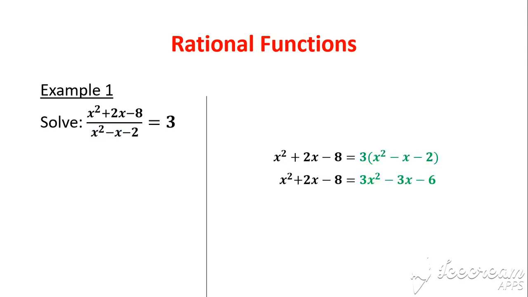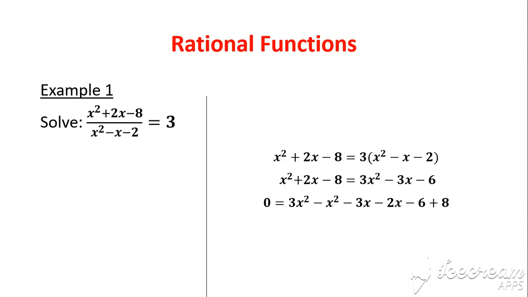Now we're going to multiply out the brackets, so 3 times x squared, 3 times minus x, and 3 times minus 2. Now we're going to put all the bits on the left-hand side over to the right-hand side to get the quadratic equal to 0. So we're going to take the x squared, put it on the other side to make it a minus x squared. We're going to take the plus 2x, that goes to the other side to become a minus 2x. And the minus 8 goes to the other side and becomes a plus 8. And on the left-hand side, we're left with nothing, which is 0.